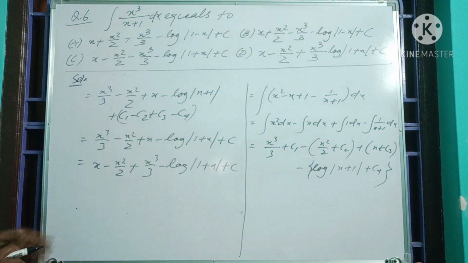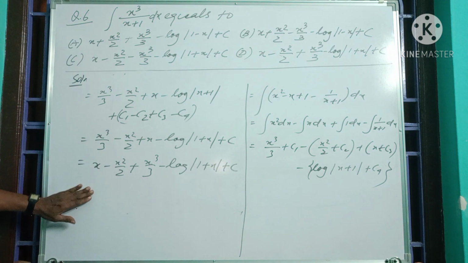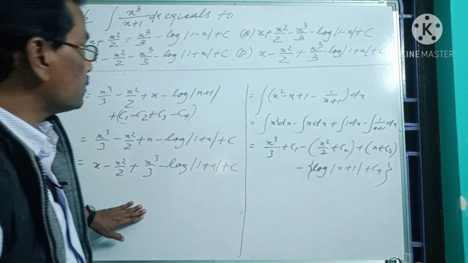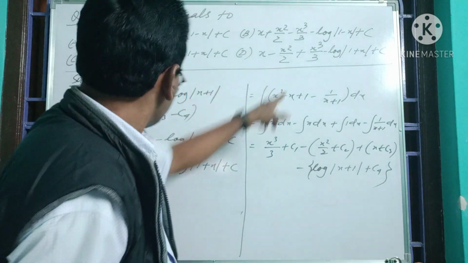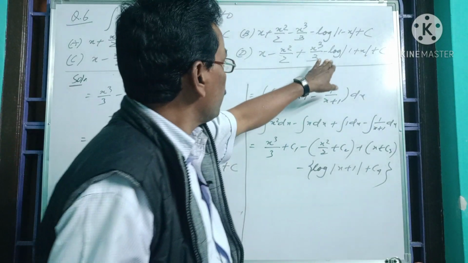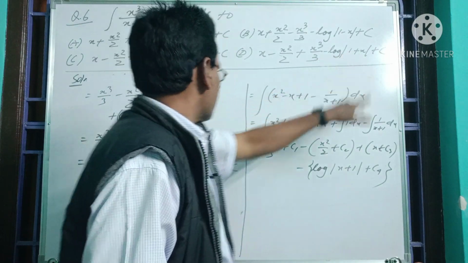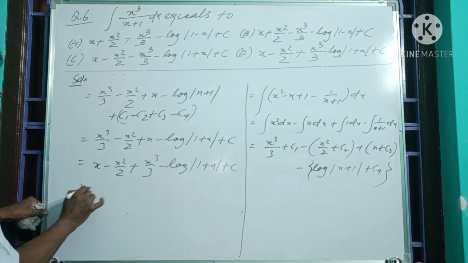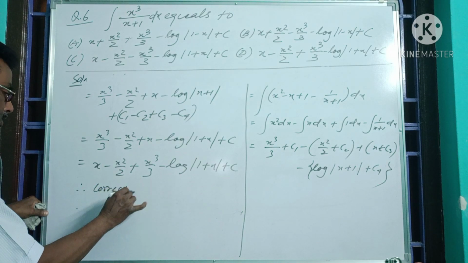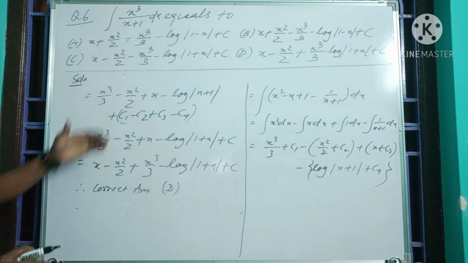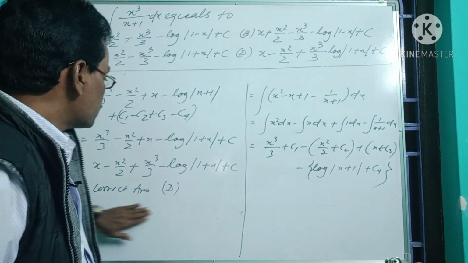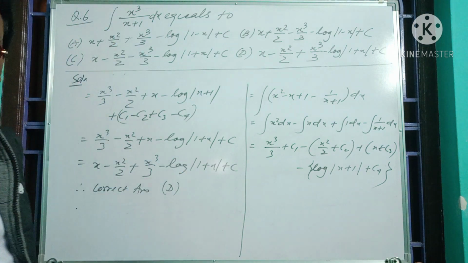In this process we completed the integration, and the correct result is option D, which is x minus x square by 2 plus x cube by 3 minus log of mod 1 plus x plus c. Hence the correct answer is option D. Hence in this process we solved the problem and completed the result.